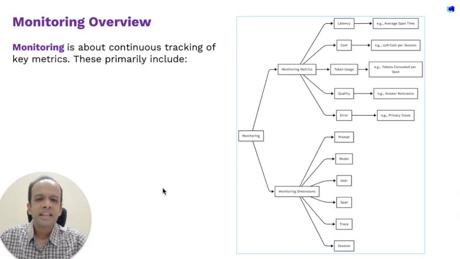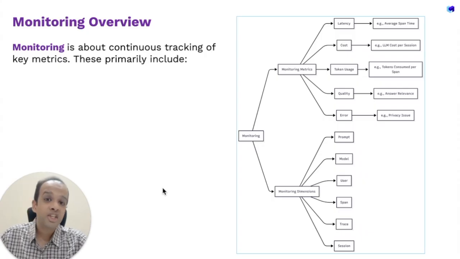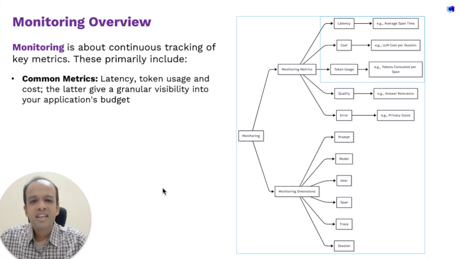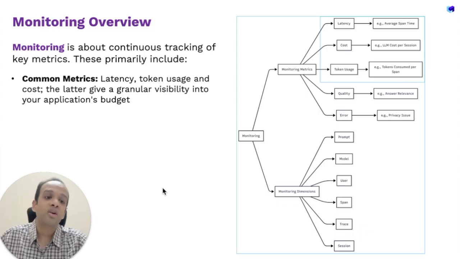Monitoring is about continuously tracking key metrics to understand your agent's performance, engagement, and cost efficiency. There are three types of metrics that you must track to make your agents production ready. The first category is foundational metrics, which an observability dashboard could typically track. KPIs like latency, token usage, and cost.